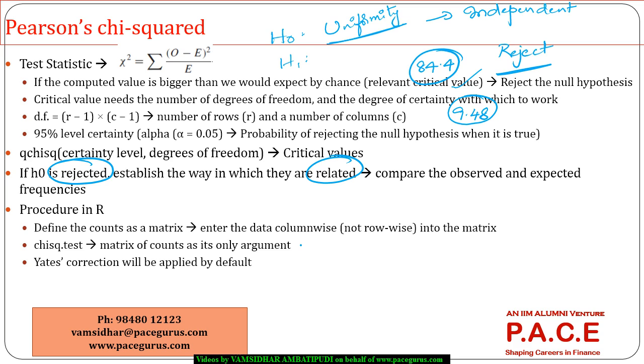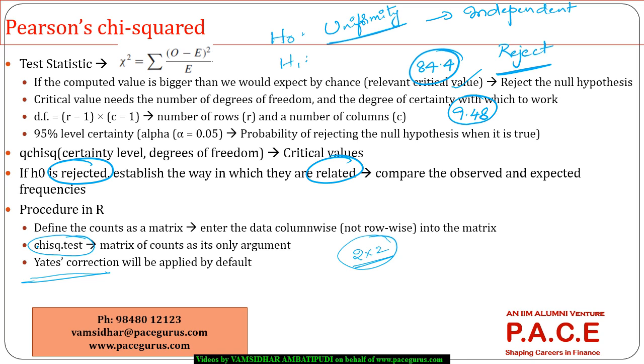And if it is only a 2 by 2 matrix, by default, Yates's correction would also be performed. Because in general, it is assumed that if it is a 2 by 2 table, the sample size could be much, much smaller, and fitting it to the chi-squared distribution would not be appropriate. So that's where some kind of correction is typically performed before the chi-squared evaluation is done. But the general function that we are using to test the independence across the groups is chi-squared.test.